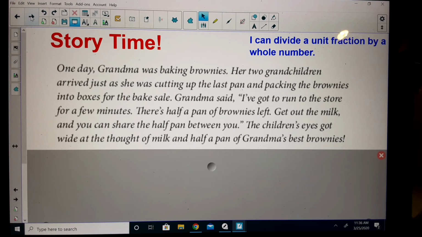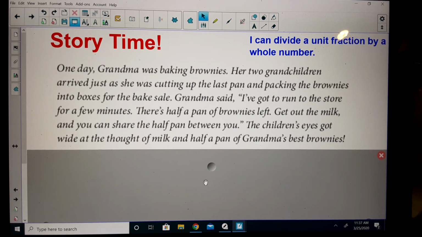One day, Grandma was baking brownies. Her 2 children arrived just as she was cutting up the last pan and packing the brownies into boxes for the bake sale. Grandma said, "I've got to run to the store for a few minutes. There's half a pan of brownies left. Get out the milk and you can share the half pan between you." The children's eyes got wide at the thought of milk and half a pan of Grandma's best brownies.